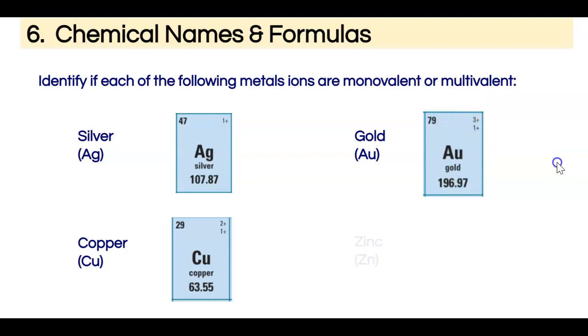1 more to go. So zinc, lastly. When I look at zinc on the periodic table, it's a transition metal, so it's important for you to know that not all transition metals are multivalent. Zinc is an example, and so is silver. Those are examples of transition metals that are monovalent. And I can tell that because zinc can only have a 2+ charge. When you get to grade 12 chemistry, we'll talk a little bit about why it is that some elements are able to exhibit more than 1 charge and others are not.